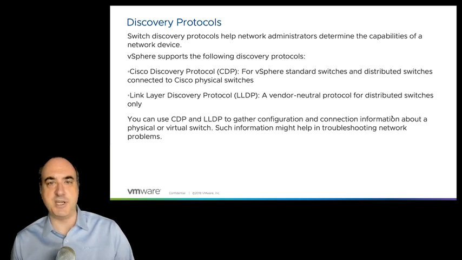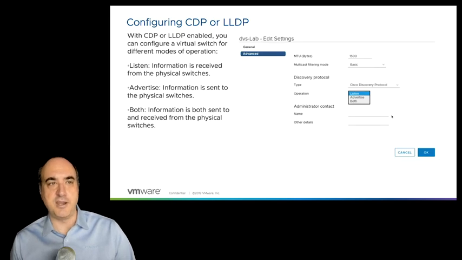Setting this up is actually pretty easy. Again, on the switch, as opposed to on the port group, you edit the settings for the switch, and then you can enable discovery protocol. By default, it listens for Cisco discovery traffic only. You can adjust that so that it actually advertises to the network about the virtual switch, or you can have it do both, where it advertises and listens, or you can change the type from Cisco discovery to the open standard of link layer discovery protocol.